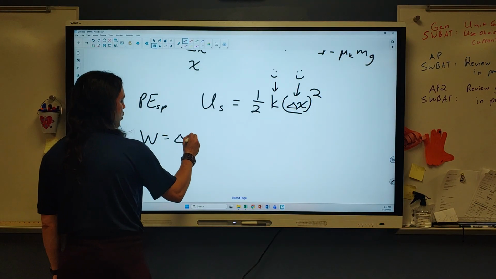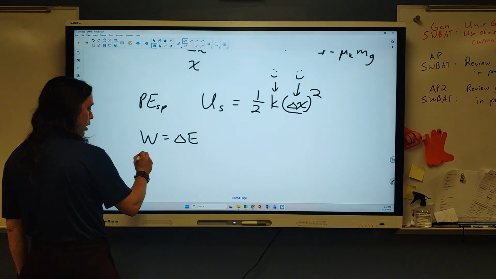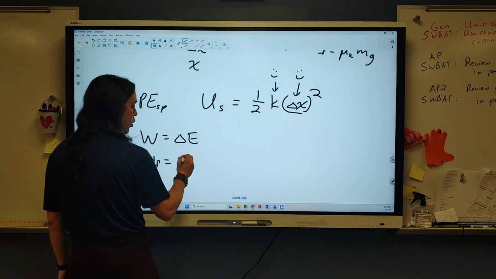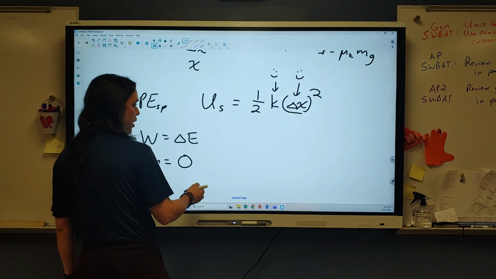Our work is equal to our change in energy. The work, the thing that's removing our energy, is going to be the work done by friction. And our change in energy, we're going to end at 0 because it's going to slide to a stop as it goes across the rough surface.